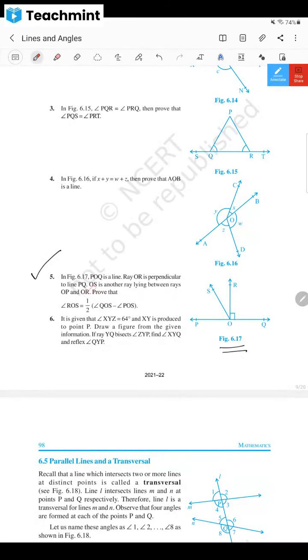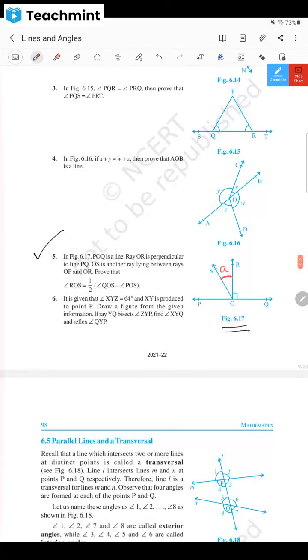Next, OS is another ray lying between the rays OP and OR. So OS is another ray, it is the ray here, which is lying between OP and OR. Now they are asking us to prove something about ROS. This angle. Let me call this angle ROS as A.